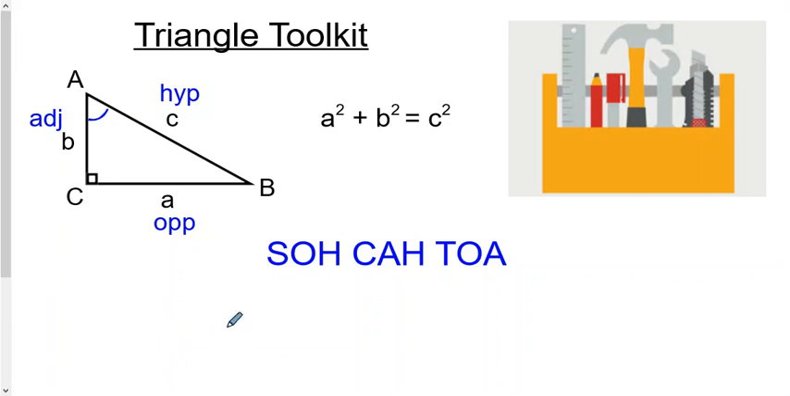Okay, 6.4, our tangent ratio. So remembering our triangle toolkit, we have our Pythagorean theorem, so a, b, and c, where c is our hypotenuse and a and b are our legs. We've already gone through our sine ratio, which is opposite divided by hypotenuse, the cosine ratio, which is adjacent divided by hypotenuse. Today we're going to go through the tangent ratio, which is our opposite side divided by our adjacent. So if this is our angle, here's opposite, here's adjacent, we're going to be looking at that ratio.